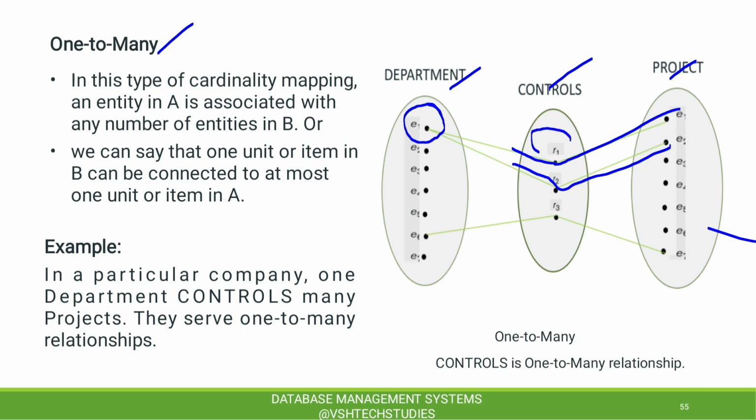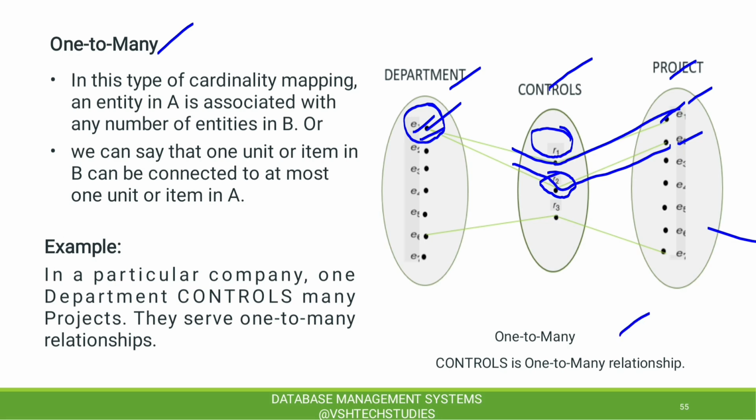So this R1 is relationship instance 1 in which E1 department is controlling project 1. R2 is relationship instance 2 in which the same E1 department is controlling E2 project. Okay. So that shows one department can control many projects. So controls is a one-to-many relationship type. That is what is shown in the figure here.